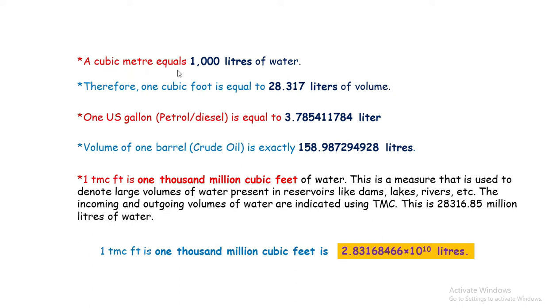A cubic meter: 1 meter of length, 1 meter of width and 1 meter of height. When that volume is completely filled with water, it will occupy 1000 liters of water. Therefore, one cubic feet is equal to 28.317 liters of volume.